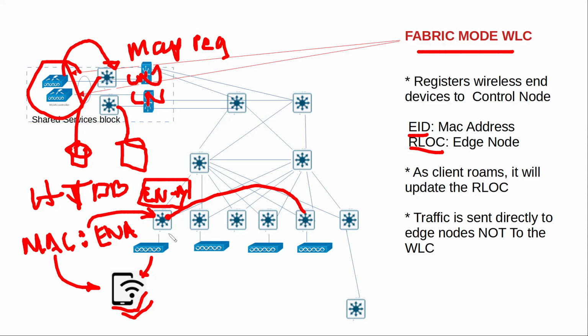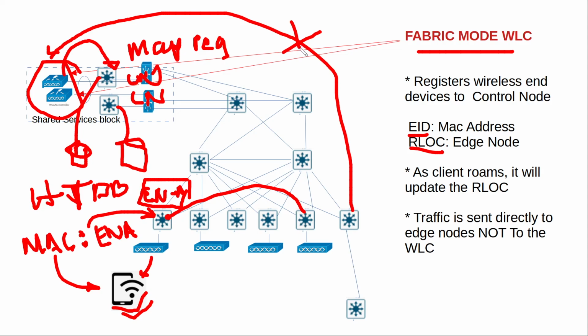Compare this with traditional networks. In traditional networks, if you wanted to send traffic to any wireless end device, you had to send that traffic to the wireless LAN controller. That no longer happens with the fabric. You just send it directly to the edge node to which the access point that is serving that user is connected. Remember that there is also a little VXLAN tunnel between the edge node and the access point.